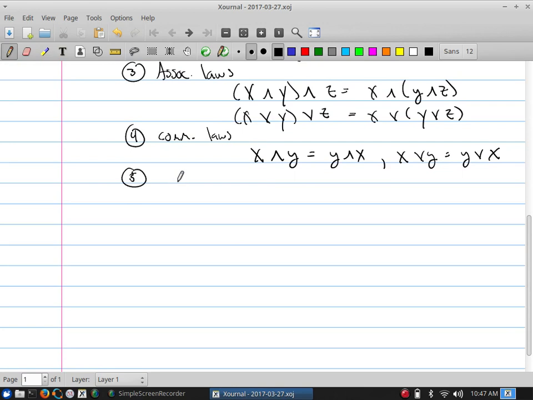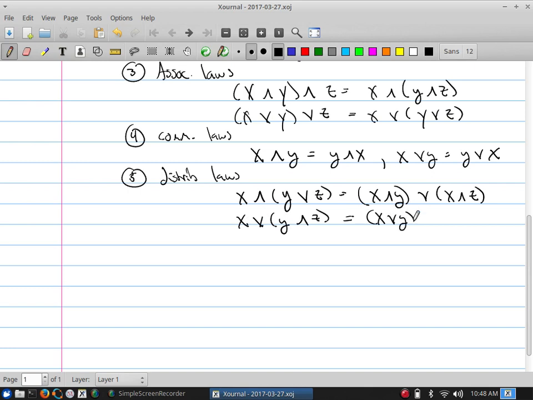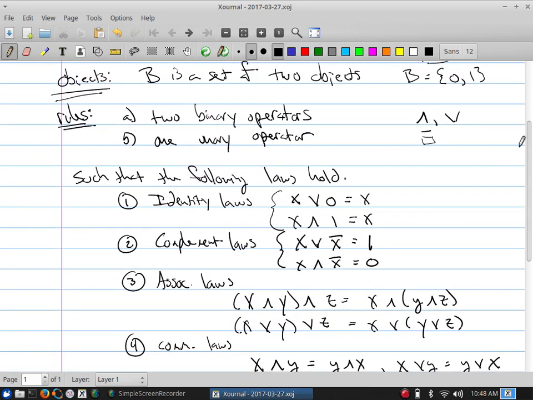And then the 5th is distributive. Anything that has two objects, two binary operators, a unary operator, that when you study it satisfies identity laws, complement laws, associative laws, commutative laws, and distributive laws, we will classify as a Boolean algebra.